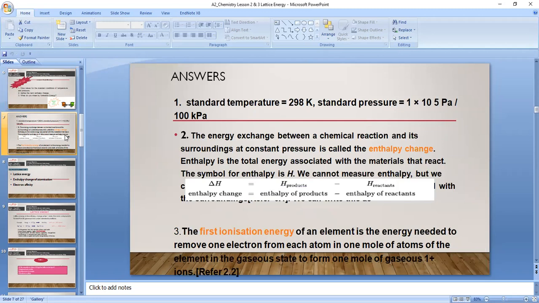Standard. Okay, answers are given. Del H: the first ionization energy of an element is the energy needed to remove an electron from each atom in 1 mole of atoms. All these definitions are very important, and you have to write them as they are. You cannot write definitions in your own words. My suggestion is to write them as they are.